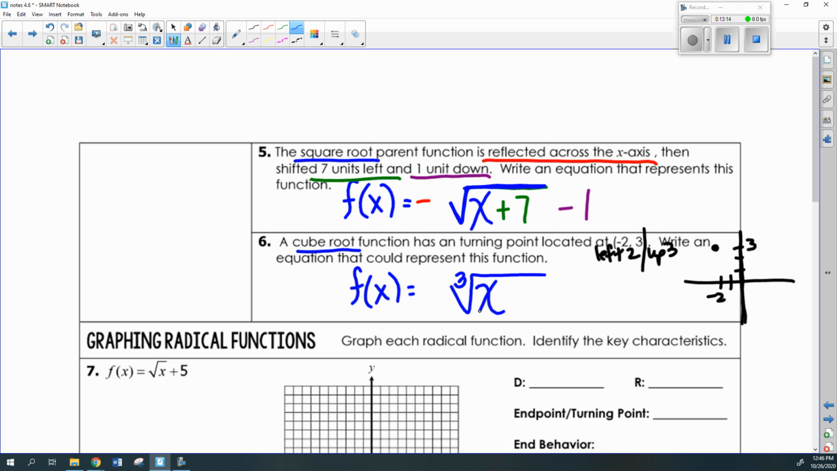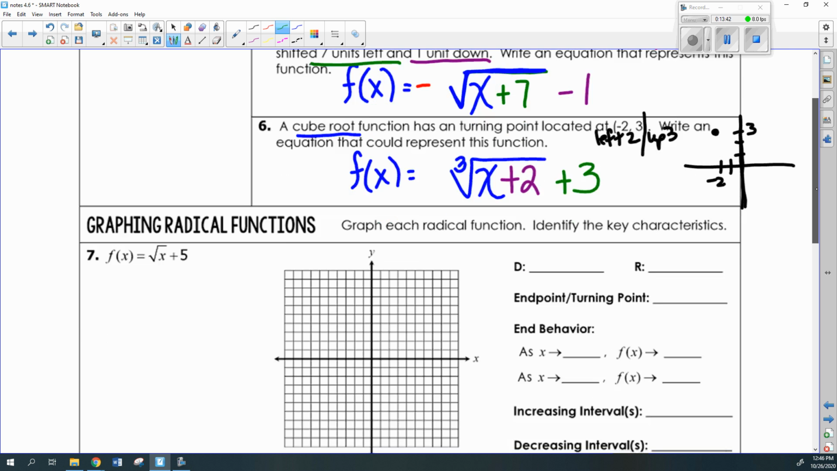All right, left 2 would put a +2 under the grouping symbol, and up 3 would put a +3 after the grouping symbol. And then it still didn't say anything about vertical stretch or shrink, so I don't need any numbers in front, and it was not a reflection, so I don't need a negative, so I'm done. Okay? So there will be a couple of those for you to practice on the homework.